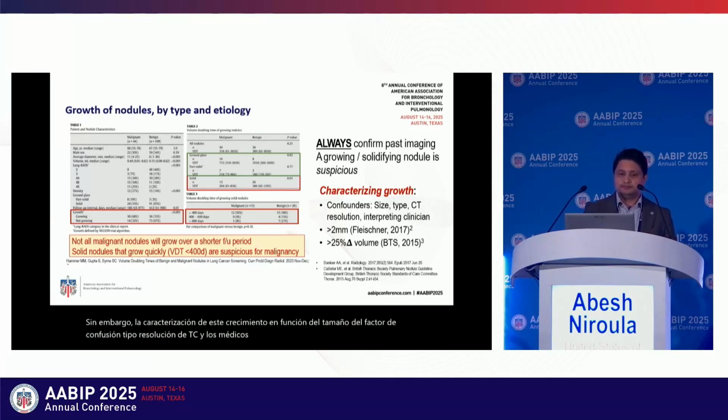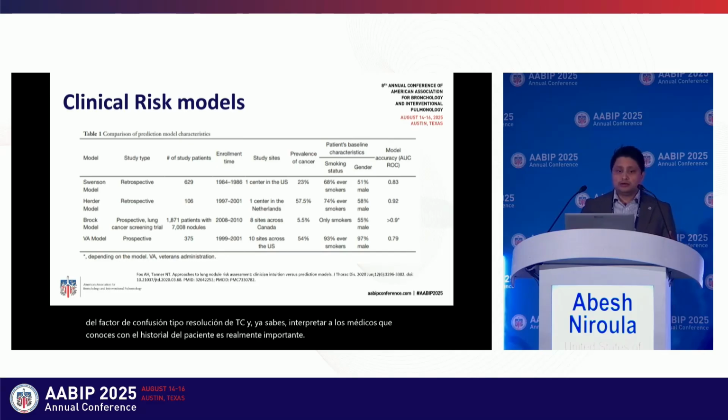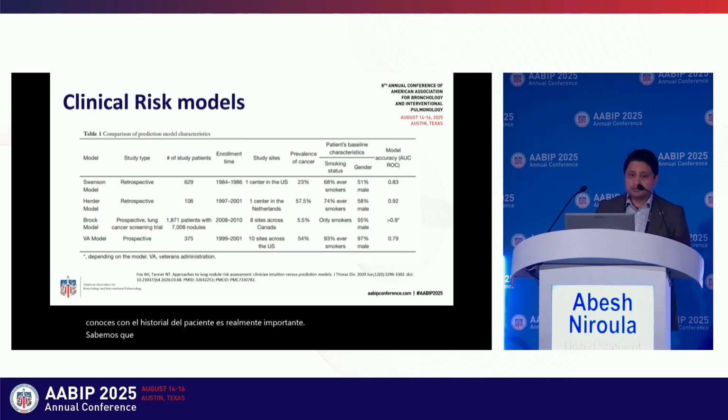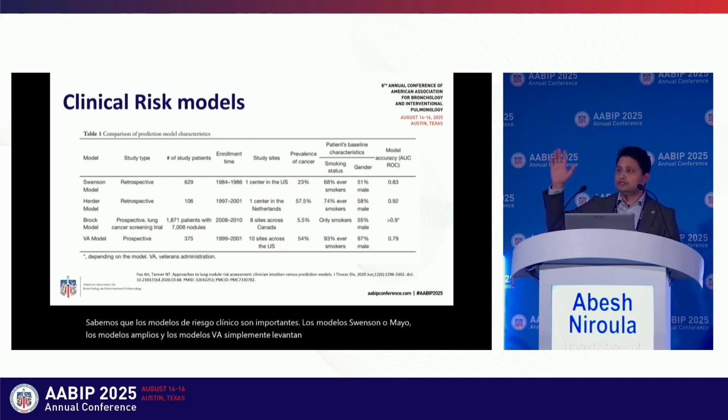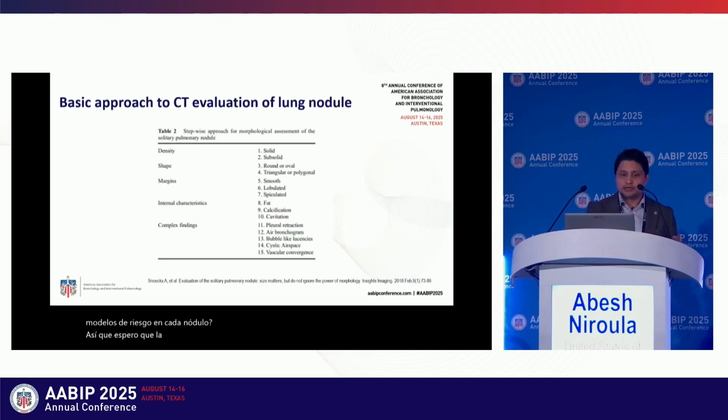We know that clinical risk models are important: the Swenson or Mayo models, Brock models, and VA models. Just a raise of hands, how many in the audience use these risk models for every nodule? Yeah, so hopefully most of us do, and they're not perfect.